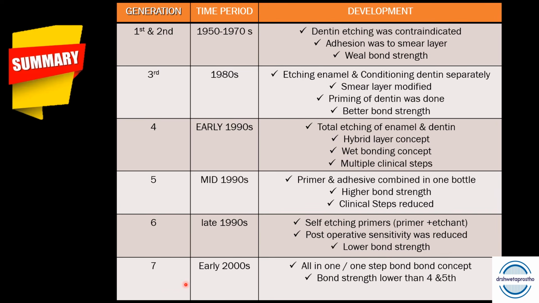Coming to the seventh generation, which was introduced in 2000s, all in one bond concept, one step. Okay, one step bonding. The etchant, primer and the adhesive all were in one bottle. The bond strength was lower as compared to the fourth and fifth generation, though it was simplified and also reduced the clinical steps.